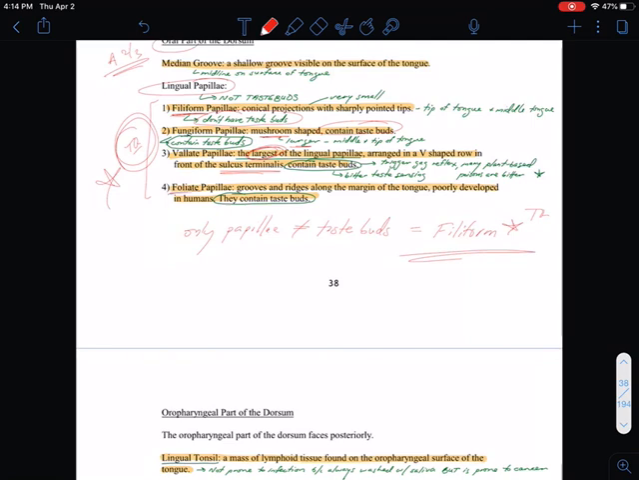And next, we have our foliate papillae. These are grooves and ridges along the margin of the tongue, so just the outer border. They're very poorly developed, but they do also contain taste buds.